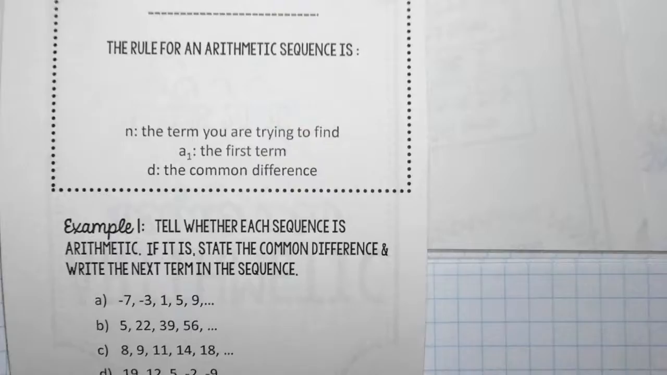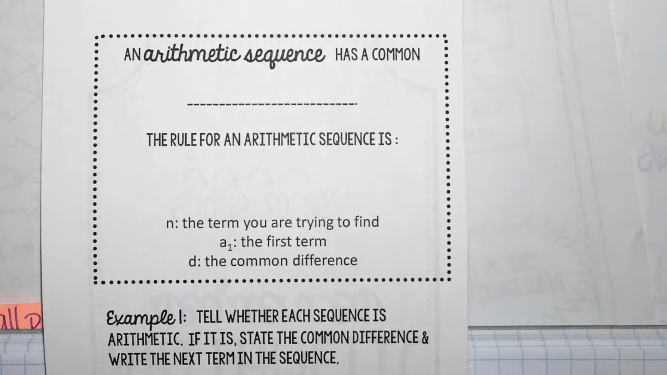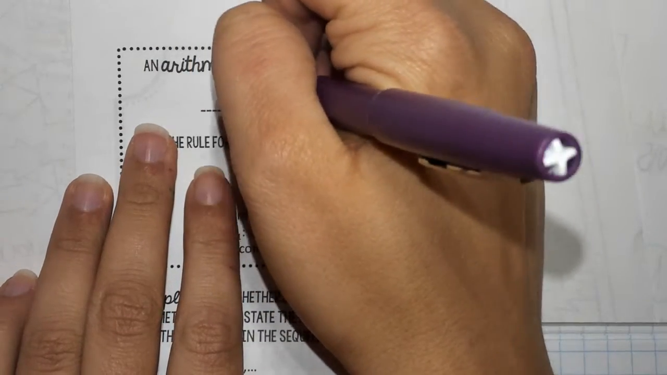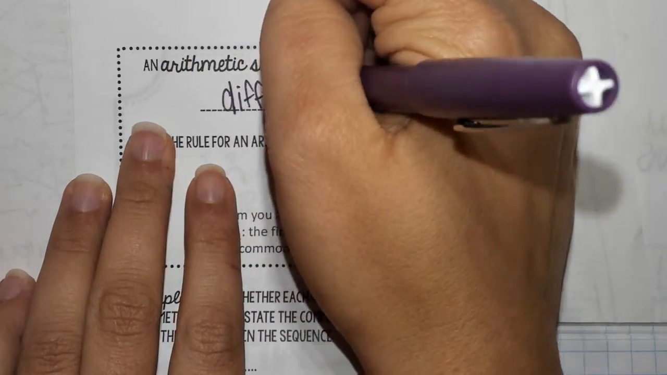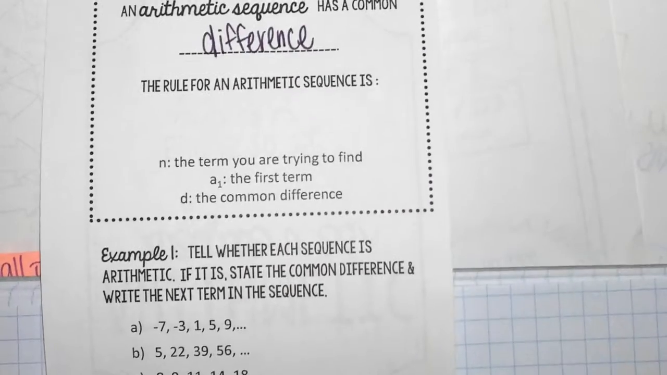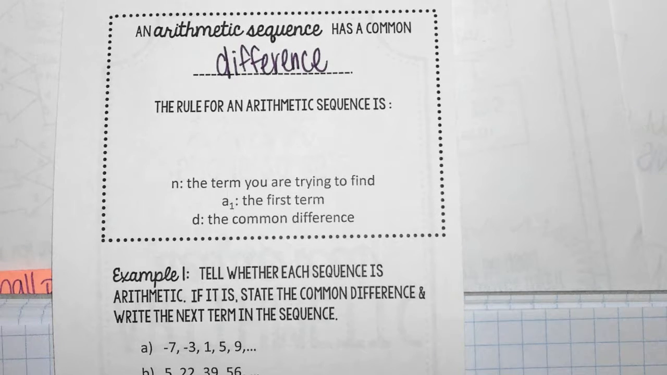Alright, so an arithmetic sequence has a common difference. So the common difference is how much they increase each time. The one on the front increased by 5 each time, right? And was it adding 5 or subtracting 5? It was adding 5.